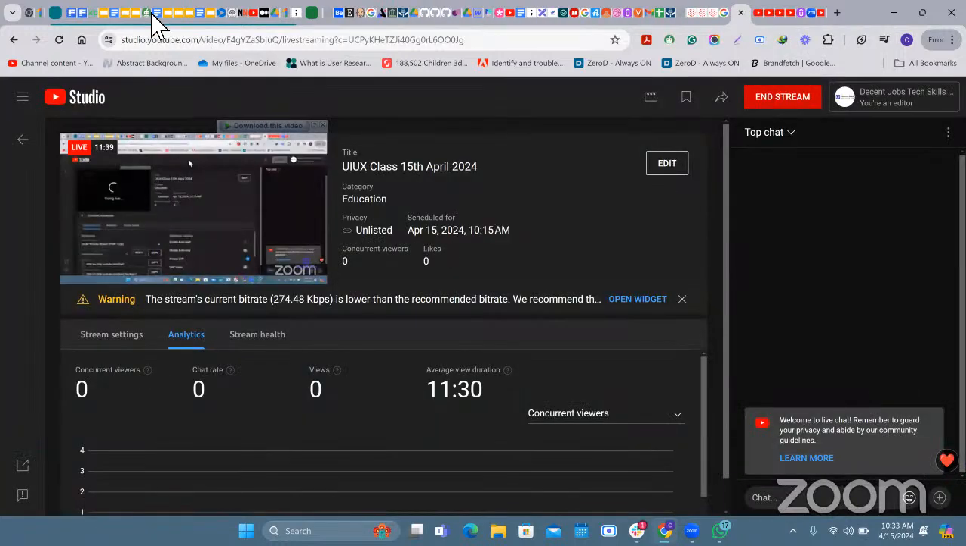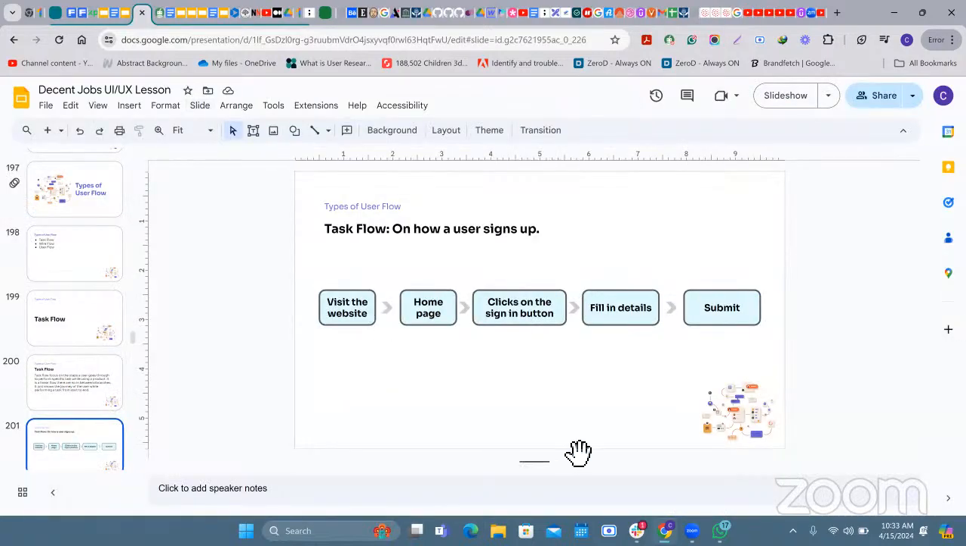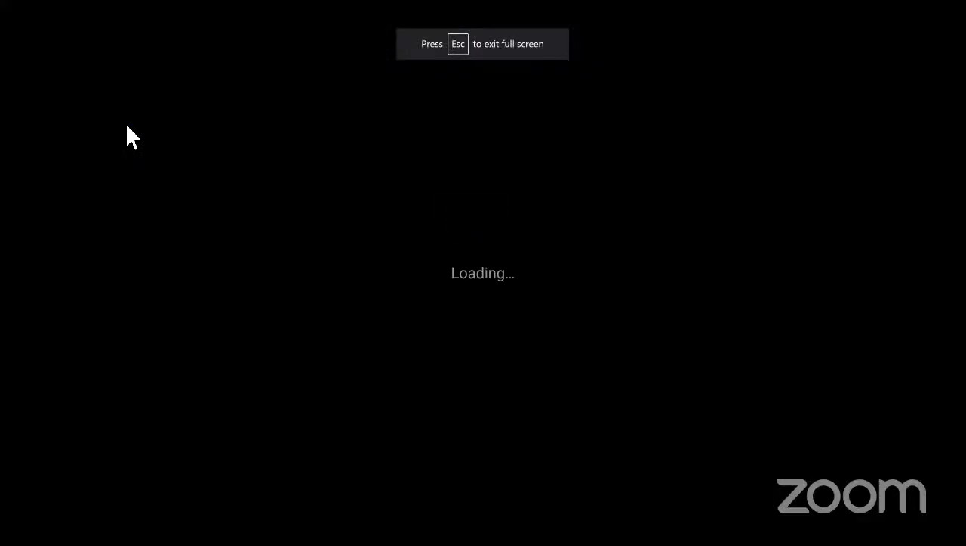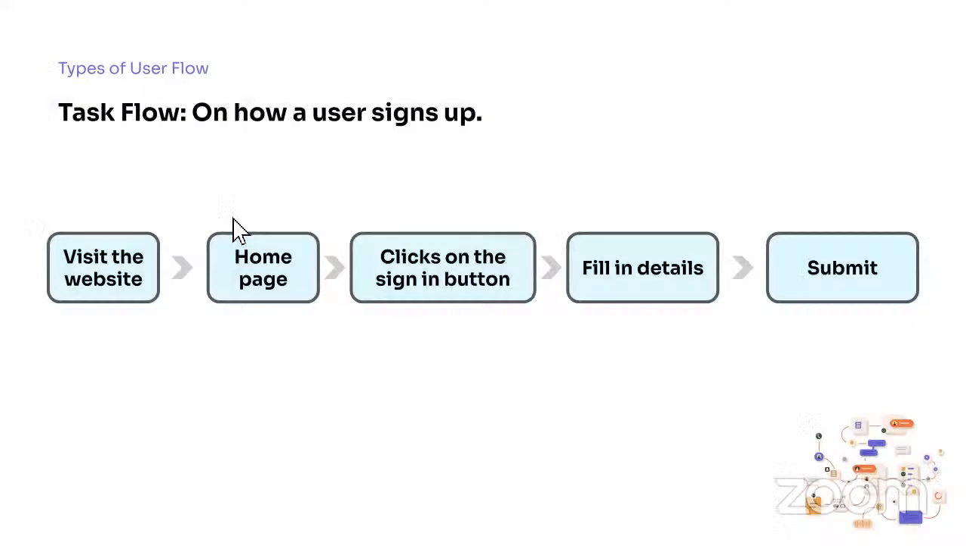Okay, yeah. So visit the website. That's one. Visiting the website is the first thing the person has to do to sign up. Then the user lands on the homepage. Let's assume that as you're visiting the website, you're taking a flight. So as you board your flight through the website's link, you now land on the homepage.